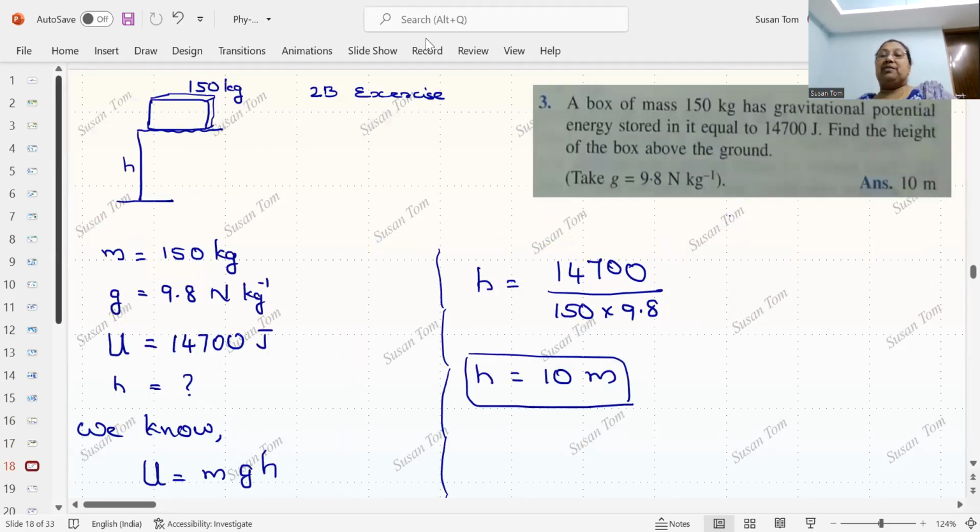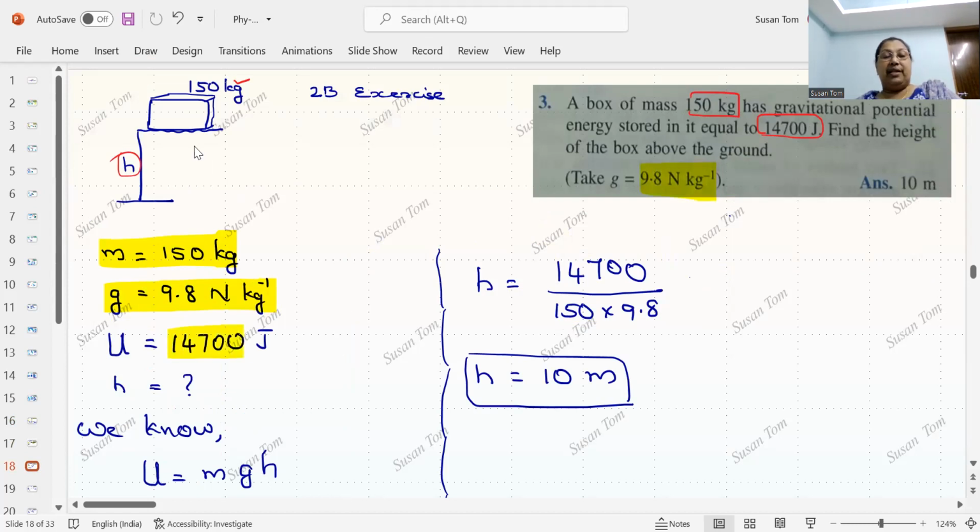Question number 3. A box of mass 150 kg has gravitational potential energy stored in it equal to 14,700 joules. This is the potential energy. Find the height of the box above the ground. So whatever this height is, we have to calculate. This is the box with 150 kg mass. So mass is 150 kg.